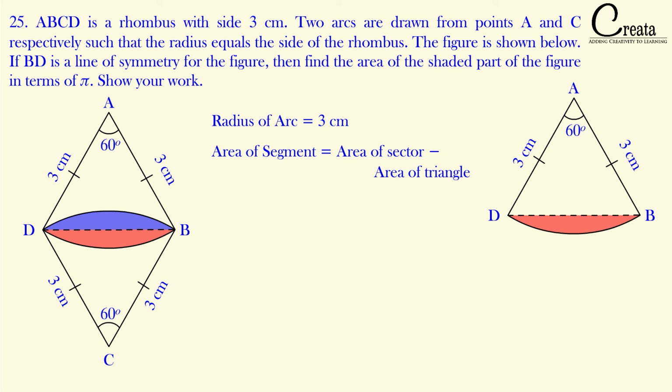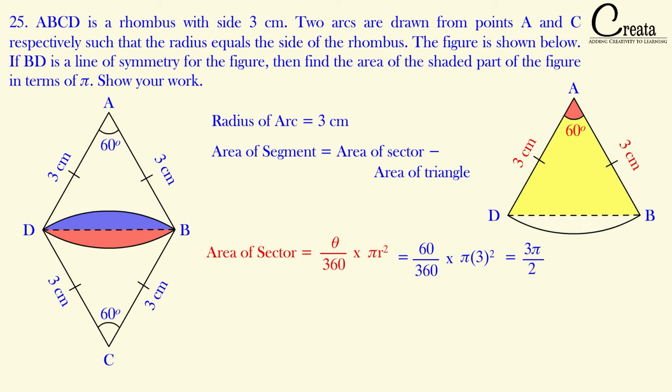So firstly, let's find the area of the sector, that is theta upon 360 into pi r square. And what is the radius here? R, it is 3 centimeter. And what is theta? Theta, it is 60 degree. Let's put the value. We got 3 pi upon 2, that is the area of the sector.